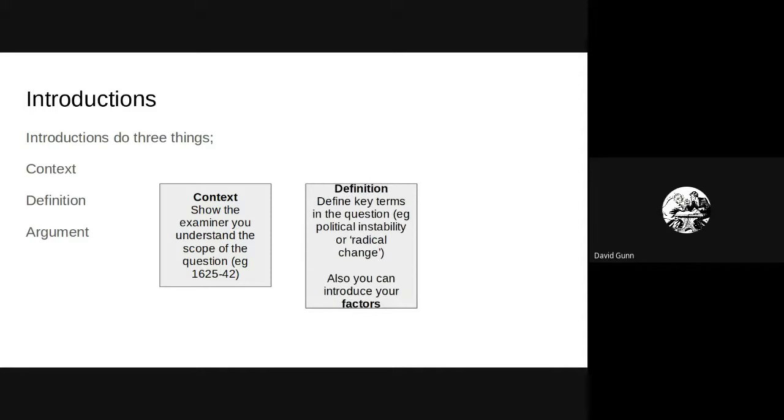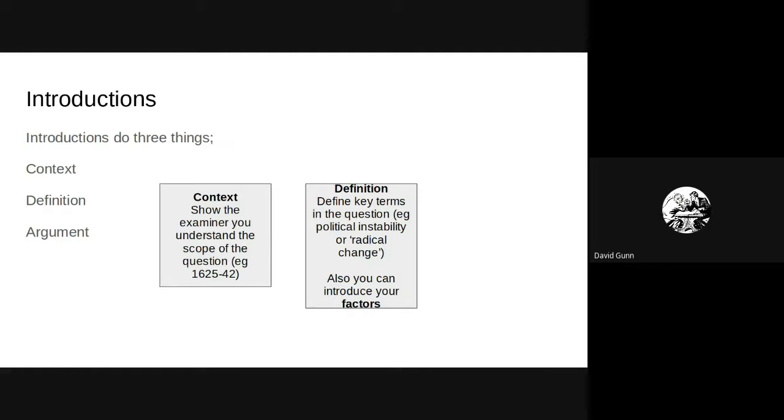Okay, the next thing is definition. So what do you need to do with that? This is really, really important, absolutely crucial to writing a good essay. You need to define key terms in the question. So if we're talking about political instability, what do we mean by that? If we're talking radical change, what do we mean by that? How are we going to assess those things? So in terms of exam board speak, those things become your criteria, or how you're assessing, within your essay.